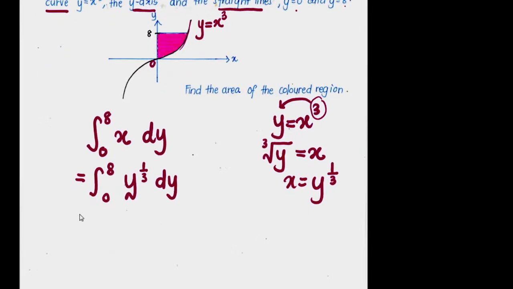So let's integrate the y. It becomes 1 over 3 plus 1, which is 4 over 3, divided by 4 over 3 also. Divided by 4 over 3 also. At the back, you put 0 to 8.